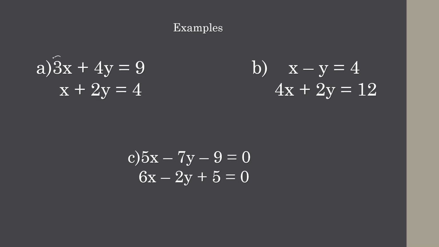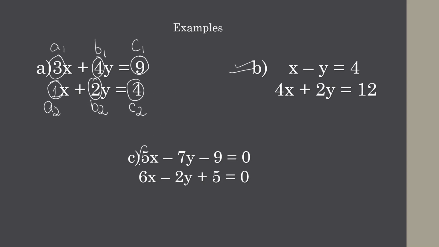In this one, you can take 3 as our A1, 4 as B1, and C1 is 9. Nothing is written, so take it as 1. So our A2 is 1, B2 is 2 and C2 is 4. Try this on your own.